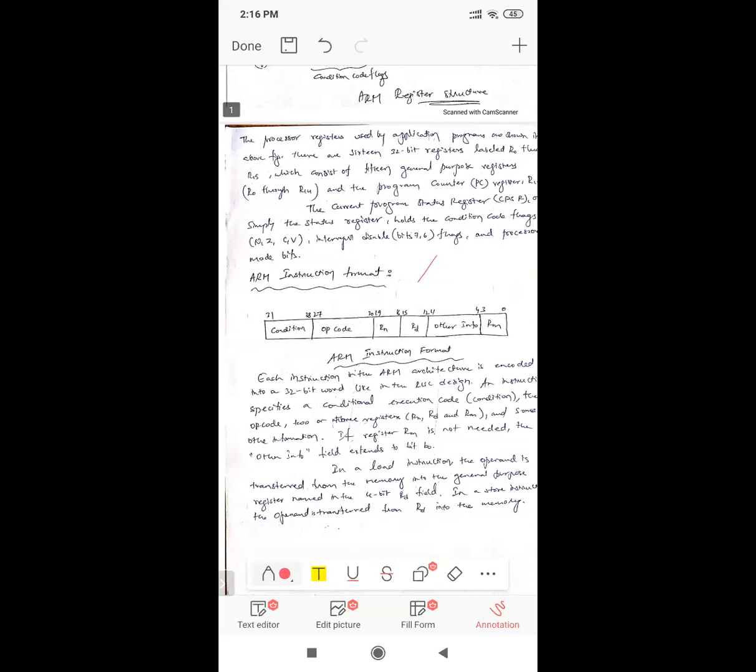The instruction format, 32-bit instruction format. It consists of the condition field, opcode field, and so on. Bits 28 to 31 are the condition field. It specifies the condition for a branch. If the instruction is a branch instruction, the last 4 bits specify the condition.